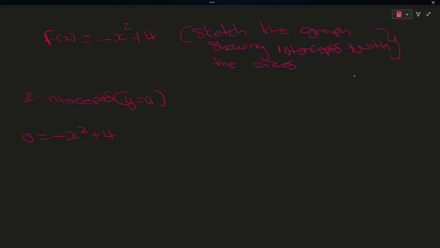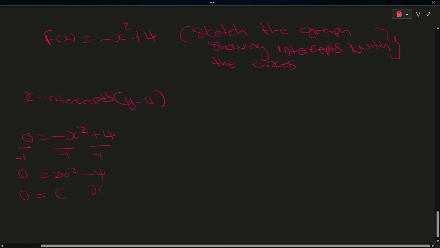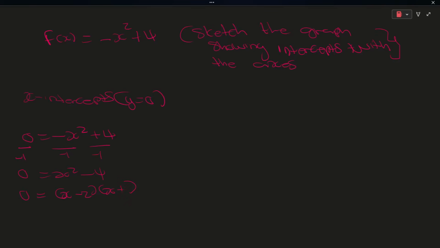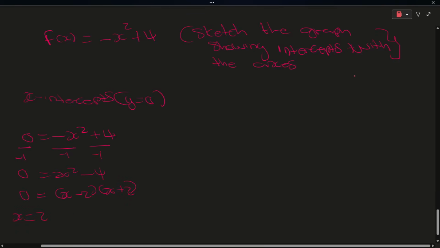Okay, is this equation in standard form? No, we must divide by minus 1. Dividing every term by minus 1, we have 0 is equal to x squared minus 4. And what do we do now? We factorize. We're going to have (x minus 2)(x plus 2), and then x is equal to 2 or x is equal to minus 2.